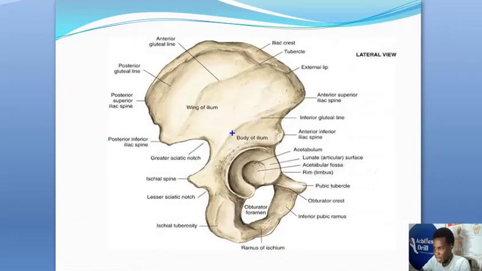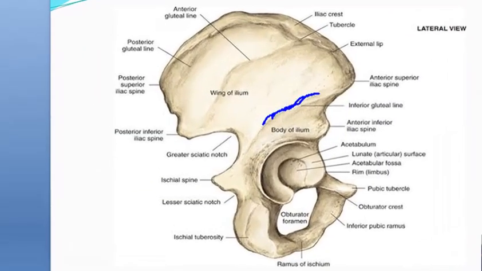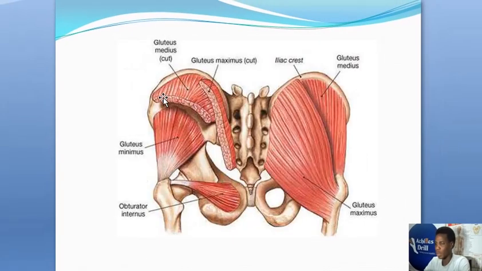Are you seeing this line right here on the posterior surface of the wing of the ilium? There is one line called the inferior gluteal line, and then right here we have another one, the anterior gluteal line. We even have the posterior gluteal line right there. These lines are for muscle attachment. You can see a number of the gluteal muscles attaching to those gluteal lines. For example, the inferior gluteal line is for the attachment of the gluteus minimus muscle, and then the gluteus medius and gluteus maximus all take origin from those lines.